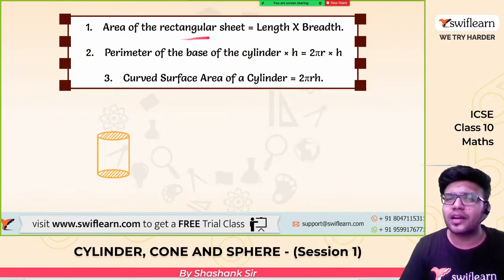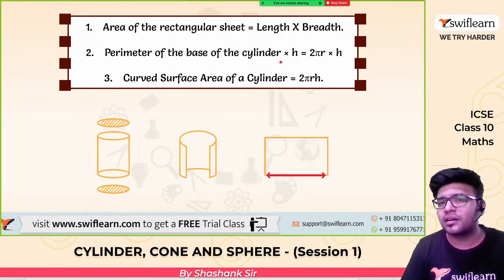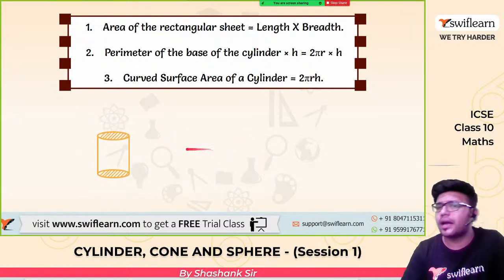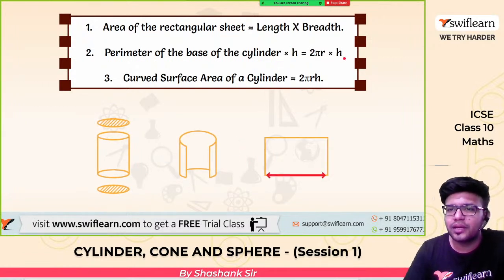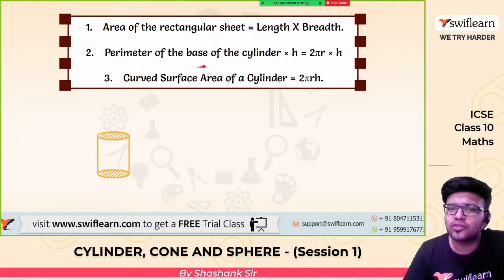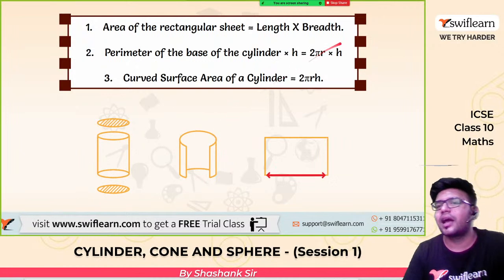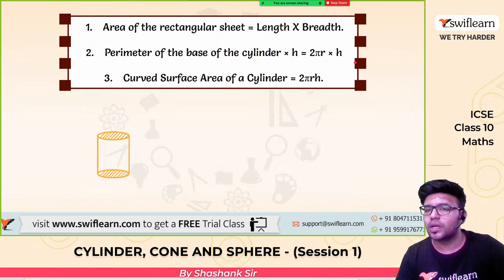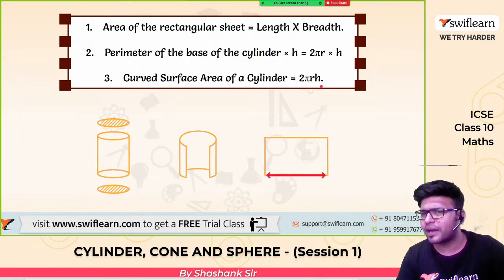Now the area of the rectangular sheet is length into breadth. The perimeter of the base of the cylinder, which is 2 pi r, into the height h, gives 2 pi r h. So 2 pi r into h will give you the total curved surface area. The curved surface area of the cylinder is 2 pi r h.